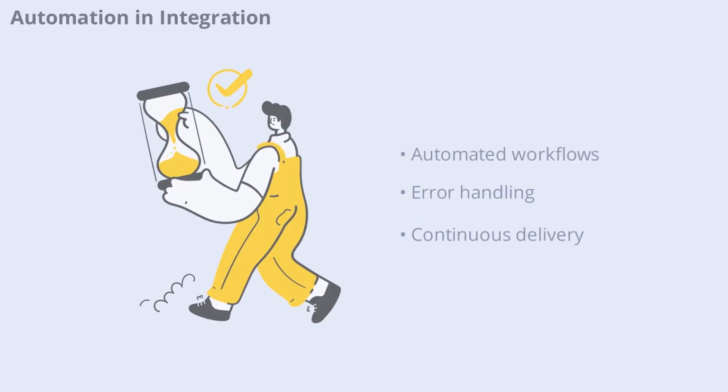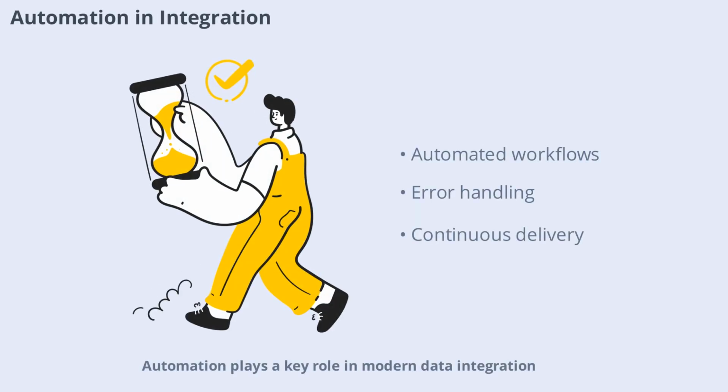Automation plays a key role in modern data integration. Automated workflows reduce manual effort, minimize errors, and speed up data processing. Integration platforms offer features like scheduling, monitoring, and error handling to streamline operations. Automation also supports continuous integration and delivery, enabling organizations to respond quickly to changing business requirements. Investing in automation can significantly improve the efficiency and reliability of your integration processes.